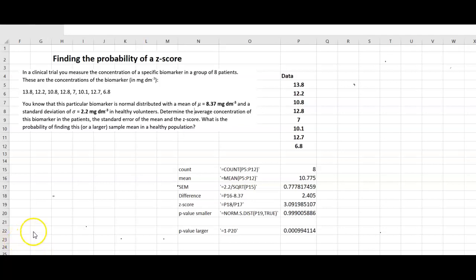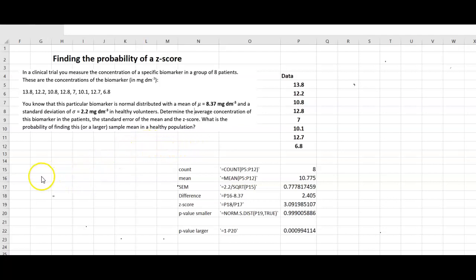In this example, we want to find the probability of a z-score, and we have a clinical trial in which we measure the concentration of a specific biomarker, whatever this biomarker is, in a group of 8 patients. We've got our data here, the biomarker concentration in milligram per cubic decimeters, and I've written them out here again. And what we know is that this particular biomarker has a normal distribution in the healthy population.